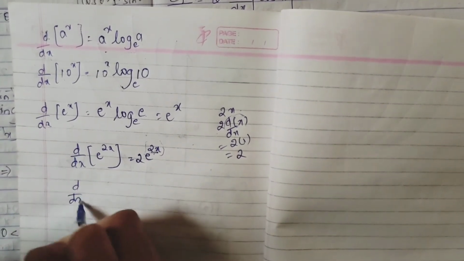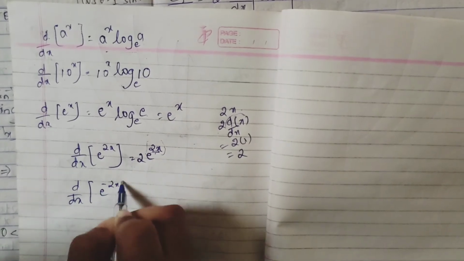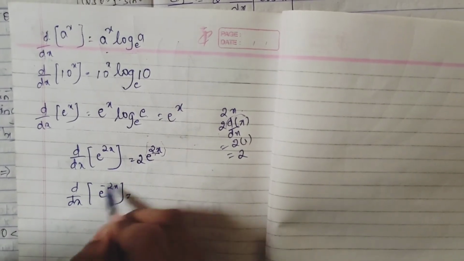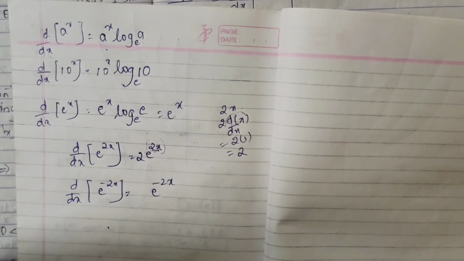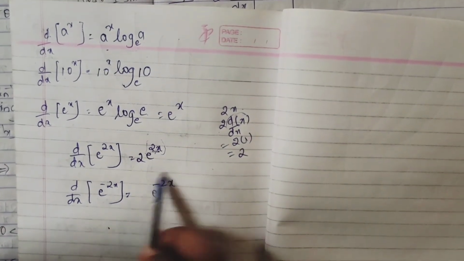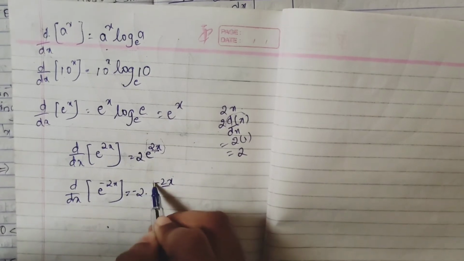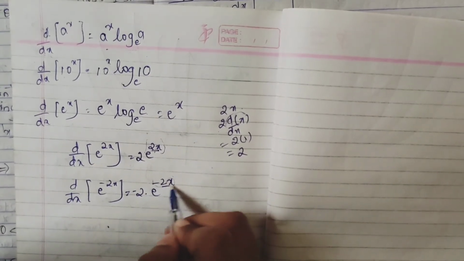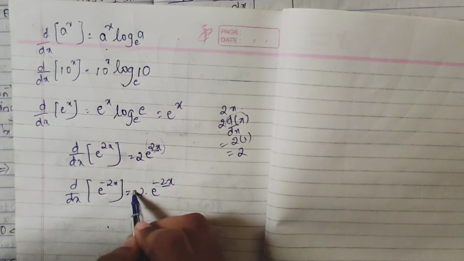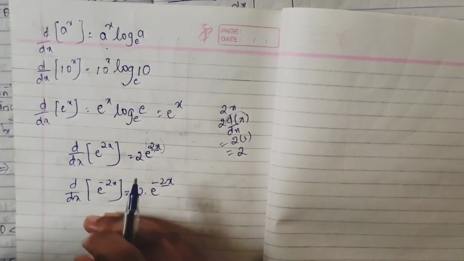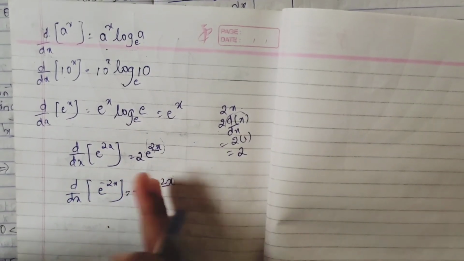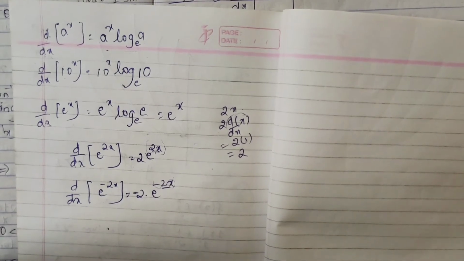Now if you have e to the power minus 2x, first we write the whole thing, e to the power minus 2x itself. Again the interior differentiation of this will be minus 2 of x. Differentiation of x is 1, so it will be minus 2. In this way you have to differentiate the exponential formulas.